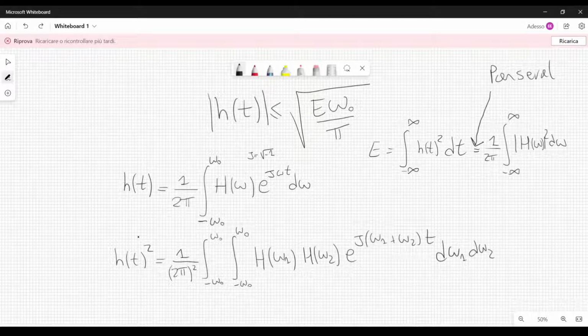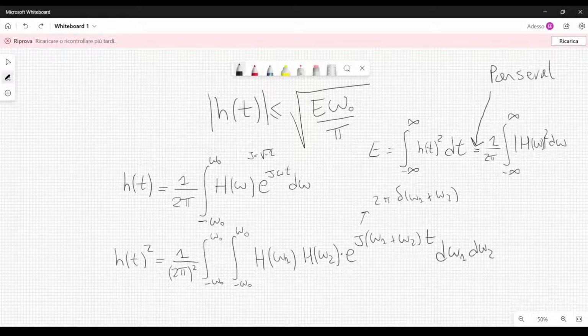Because if you integrate this left-hand side over time from minus infinity to plus infinity, you will see that the right-hand side, when you integrate it over time, you can integrate this complex exponential. And when you integrate this complex exponential, you will get a Dirac delta. You will get 2 pi delta of omega 1 plus omega 2. And when you integrate one more time over omega 1 or omega 2, doesn't matter because they are symmetric, you will get this integral here by changing just the name of the variable. So in this case, you can see from minus infinity to plus infinity.